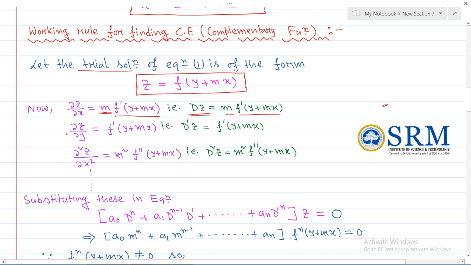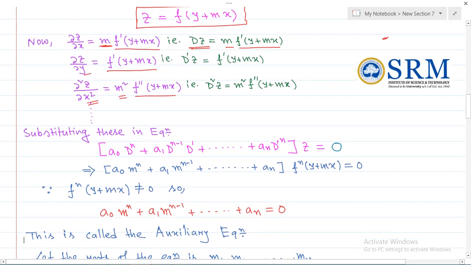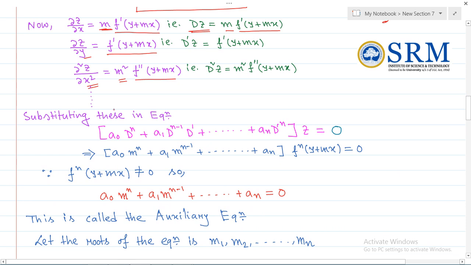In a similar manner, if we differentiate partially with respect to y, we get f dash of y plus mx only. The second order derivative with respect to x will be m square f double dash of y plus mx, and so on. Whenever we have to substitute all these things in the equation, a0 D to the power n, a1 D to the power n minus 1 into D dashed, plus dot dot, an D dashed to the power n of z equals 0.